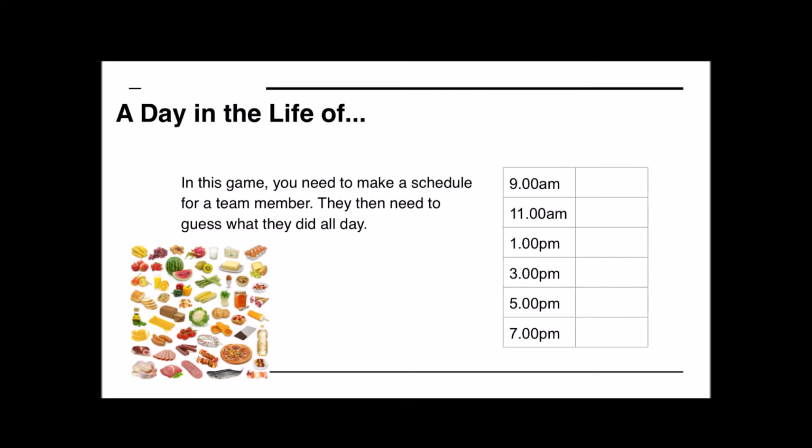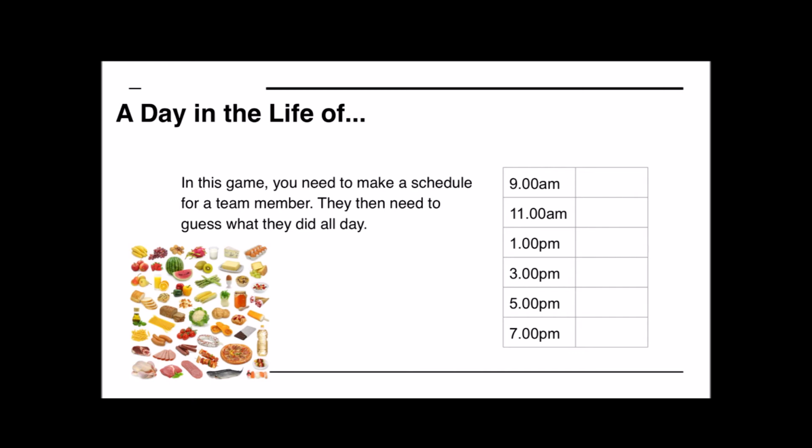So what did they do at 9 AM in the morning, 11 AM, 1 PM, 3 PM, 5 PM, and 7 PM. In this activity, for example, if I was to make a schedule for one of the students in the class, I might say at 9 AM they were on the bus coming to school with a friend. I want you to think about where they are, who they're with, and what they're doing. Then this student would need to ask questions, usually yes/no questions.